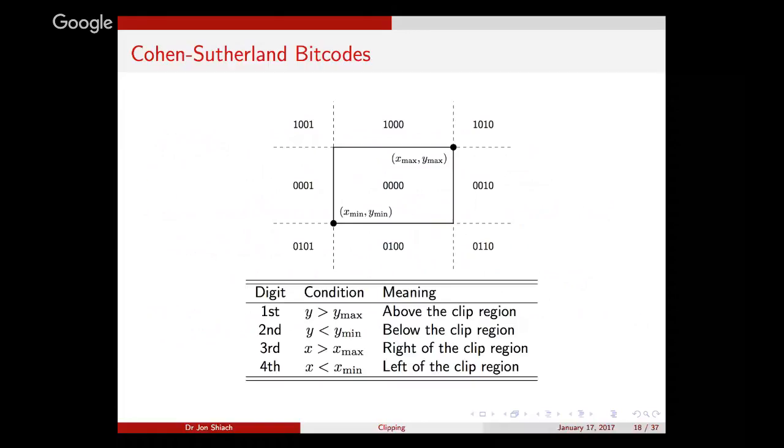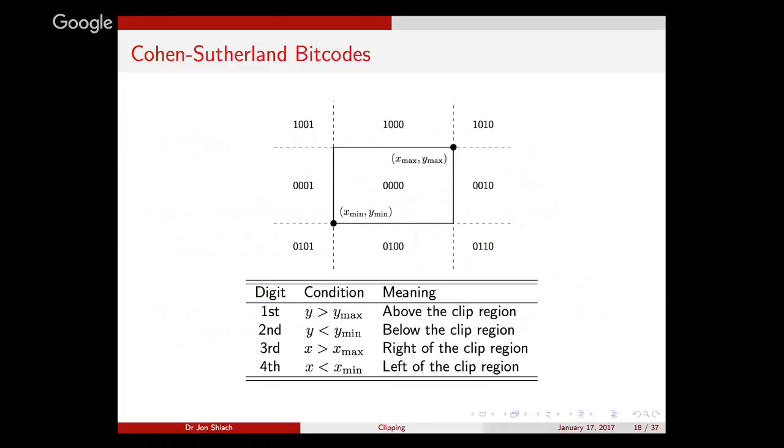And the last one, the fourth bit location, is if it's to the left. So you can see each of these has a 1. So you go top, bottom, right, left. It's not random the way these bit codes are assigned. It's all to do with where that point or region is relative to our clip window. And you'll notice within our window, it's 0, 0, 0, 0.